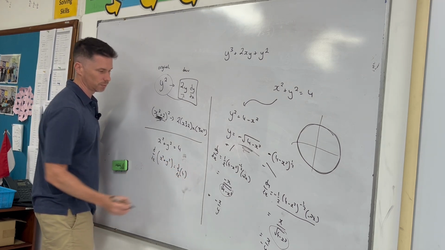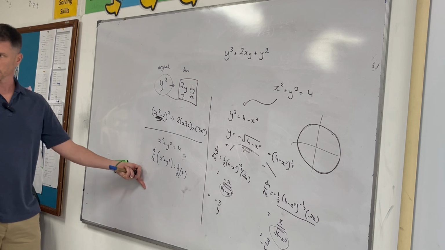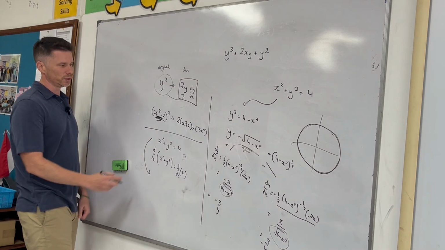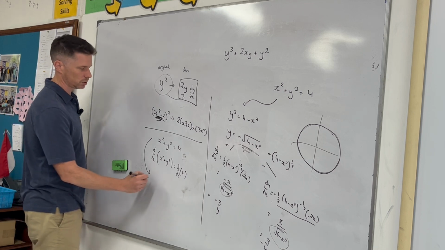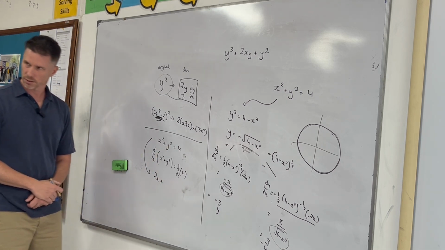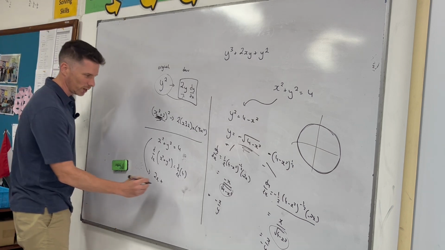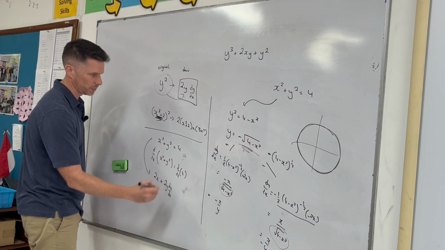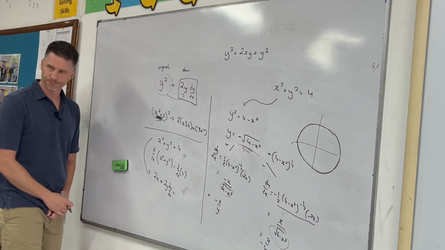A lot of people just skip writing that and just say, I'm deriving this. Implicitly, they just go straight to this. So what is the derivative of x squared? 2x, correct. What is the derivative of y squared? 2y dy dx, yes. We just did it up here. What's the derivative of 4?